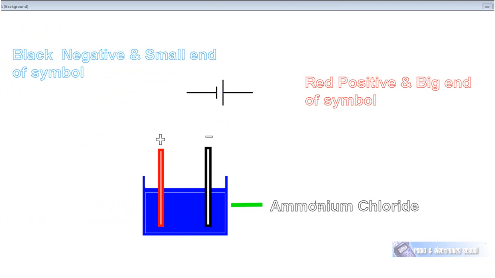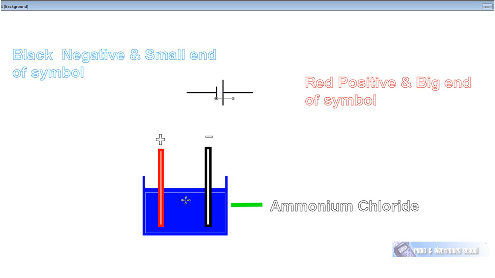If we take any two different metals, for example this metal could be copper and this could be zinc, and a liquid that conducts electricity and reacts with these metals to strip electrons off the positive terminal and to place electrons onto the negative terminal, we're producing a displacement of charge using a chemical reaction.